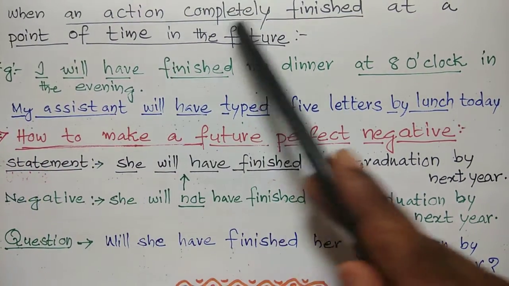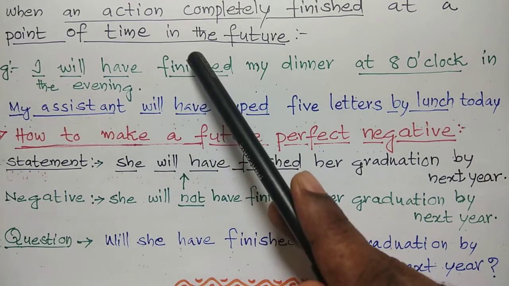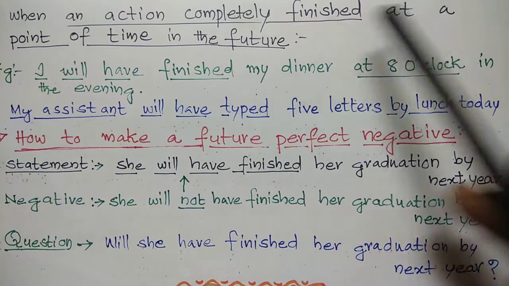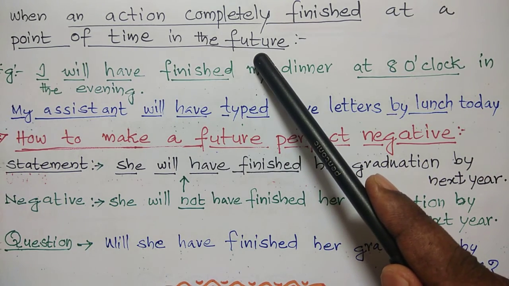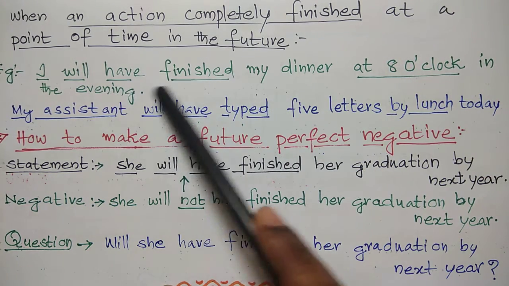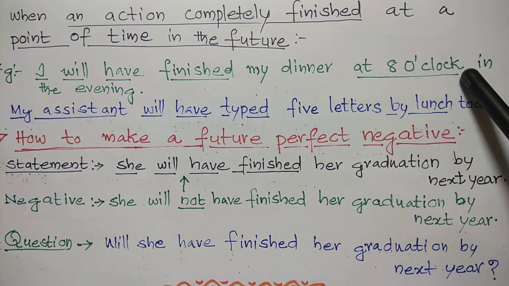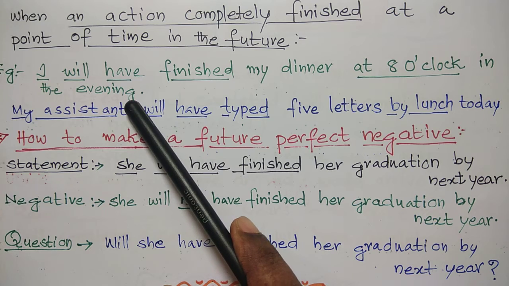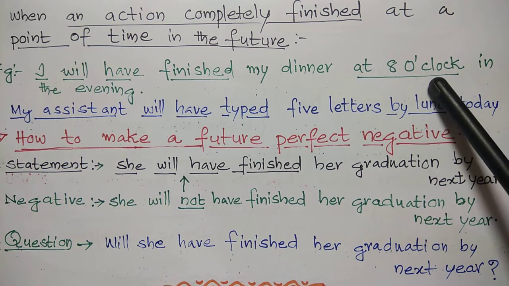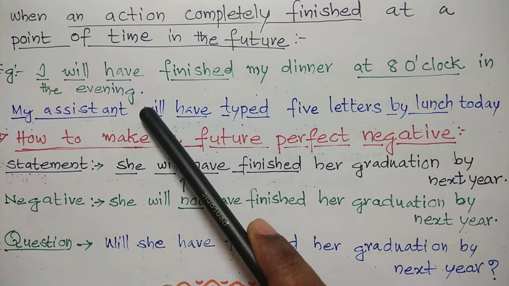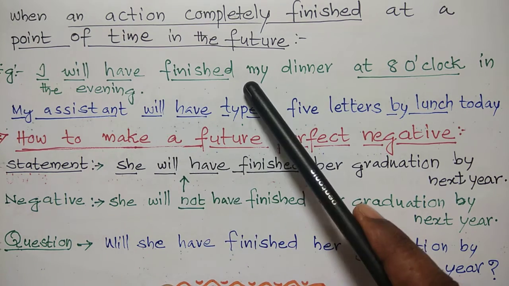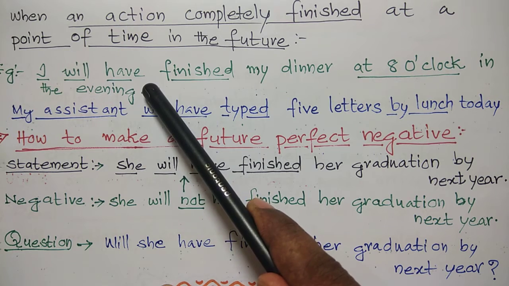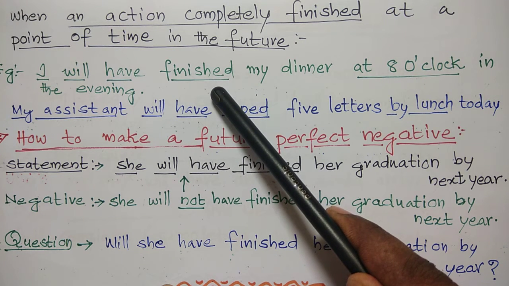Next is when an action is completely finished at a point of time in the future. See the example. I will have finished my dinner at 8 o'clock in the evening. So in the evening, that is in the future, and a point of time is given, 8 o'clock in the evening, and a completed action. I will have finished my dinner. So I plus will plus have plus V3 form of finish is finished.